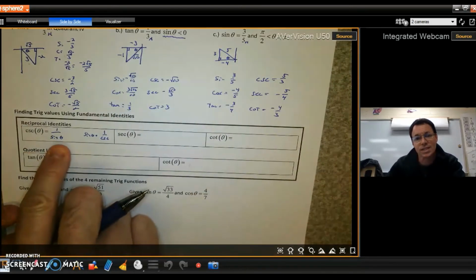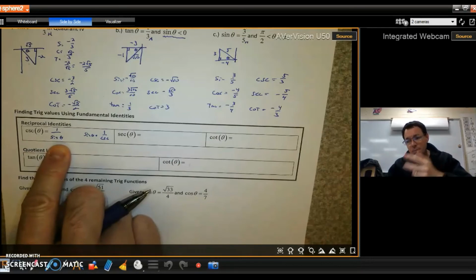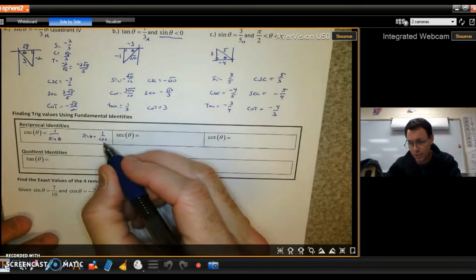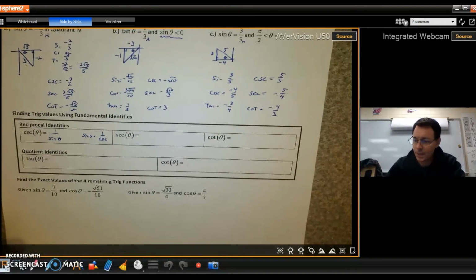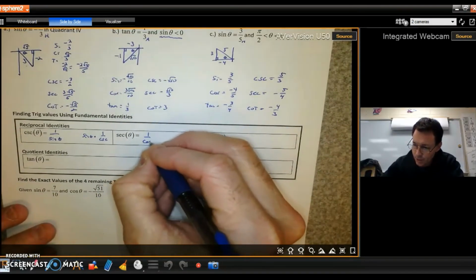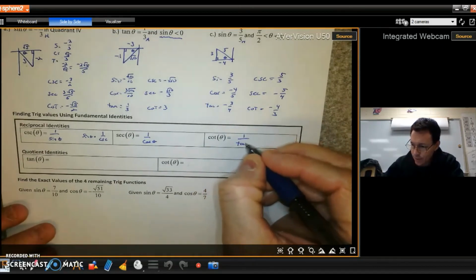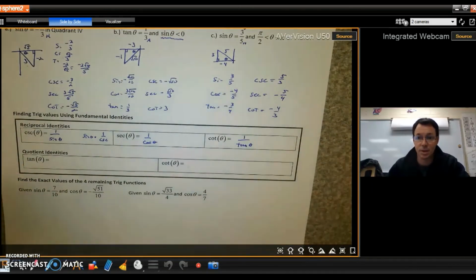Usually we know what the sine is, so then we just have to flip that, and now we have the cosecant. Okay, rarely are we going to be given the cosecant, and we're going to use that to find sine. Okay, secant is the reciprocal of cosine, and cotangent is the reciprocal of tangent. Those are called the reciprocal identities.